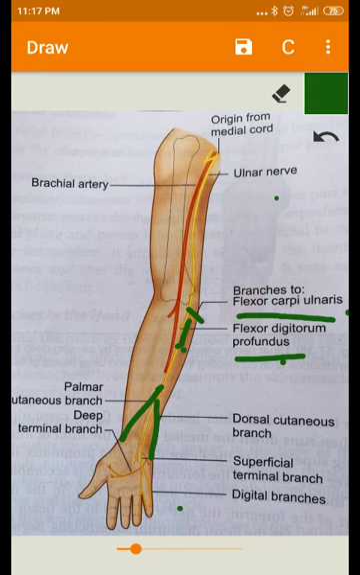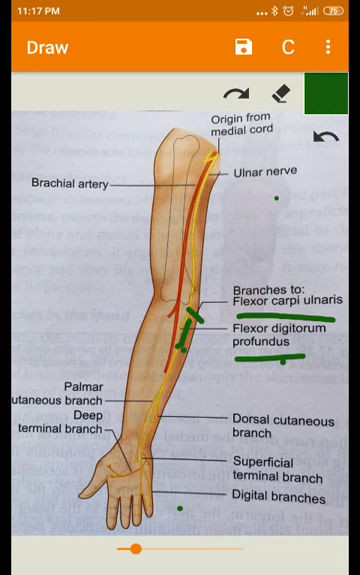It passes to the medial side of the palm and supplies the skin of the area. So the palmar cutaneous branch of the ulnar nerve supplies the medial side of the palm and supplies the skin of that area. Okay. So this is about the palmar cutaneous branch.